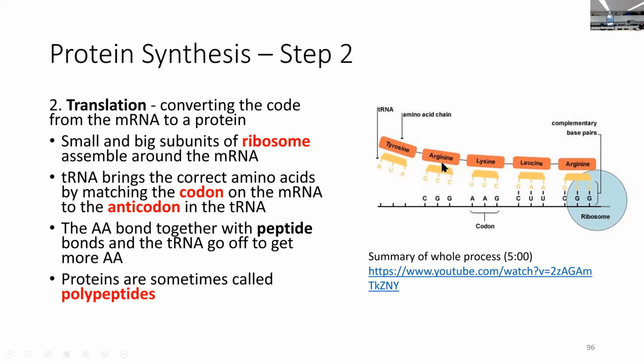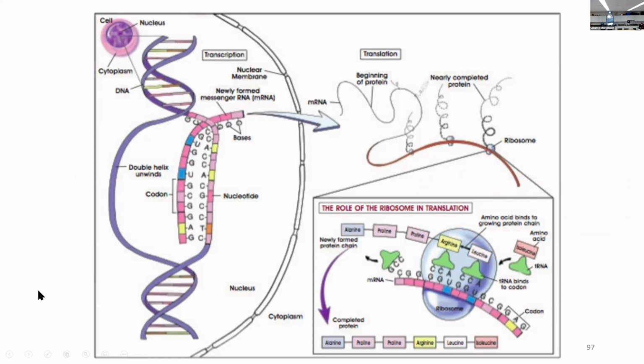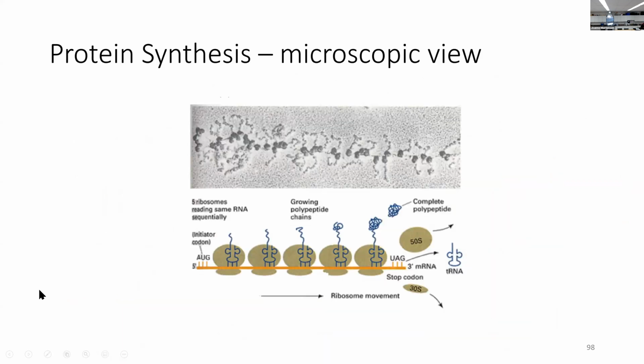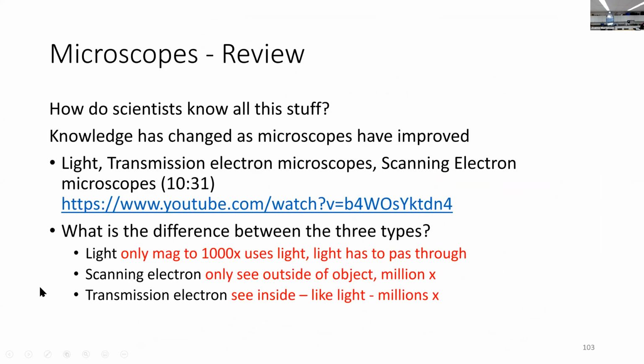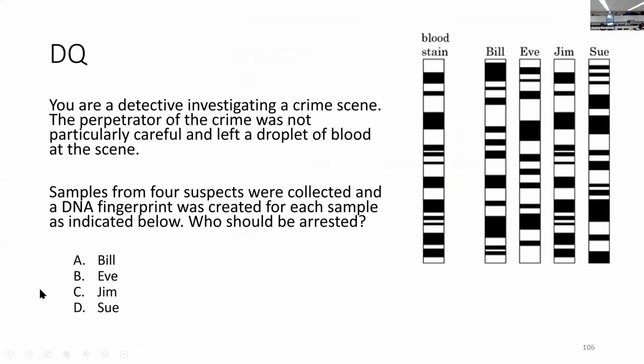And these bonds here between the amino acids are called peptide bonds. And there's a picture of it. There we go.